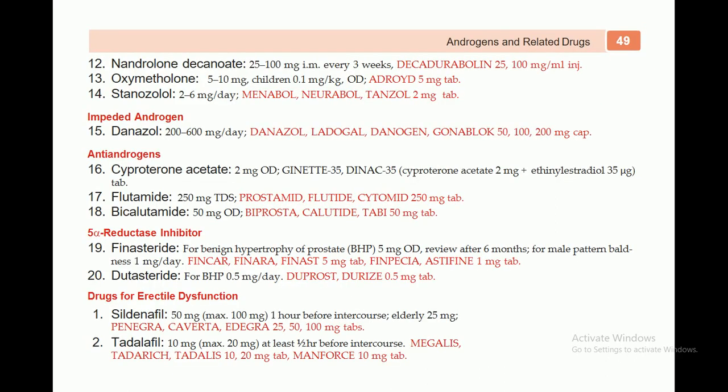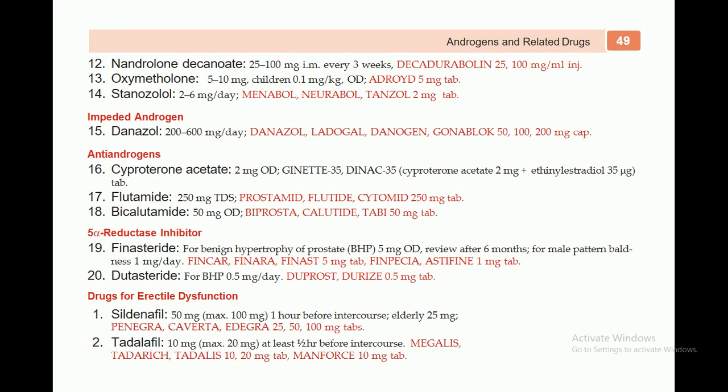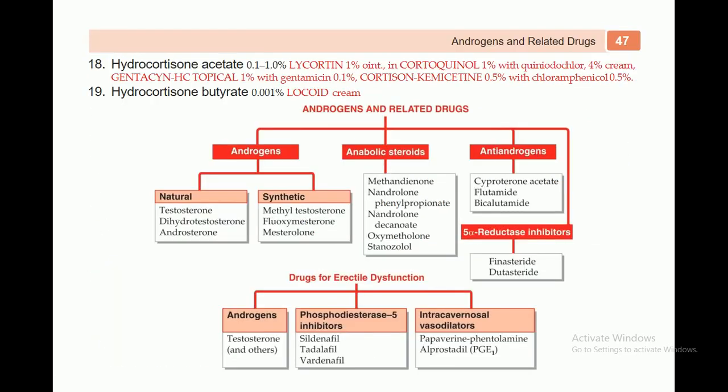Inshallah, in my next lectures, we will discuss the hormones and related drugs, estrogens and related drugs. That was all the discussion about the androgenic preparations, especially as we know that androgens are the male sex hormones, especially those drugs which are used in the treatment of a variety of disorders, especially in males.